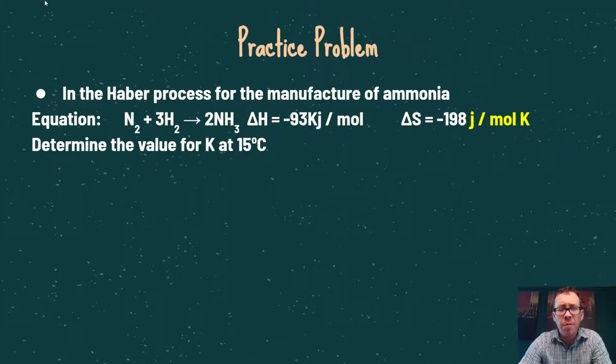So in the Haber process for the manufacturing of ammonia, we're given an equation that we're all probably really familiar with at this point in time. Our delta H is negative 93 kilojoules per mole, and our delta S is negative 198 joules per mole Kelvin.